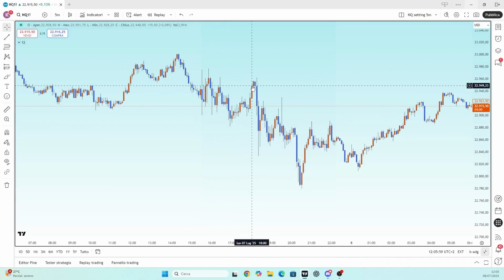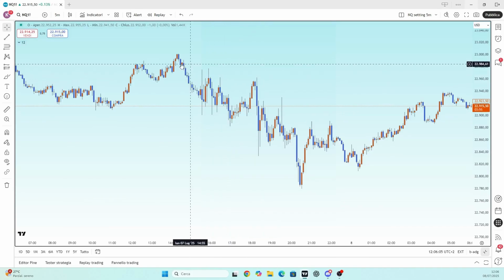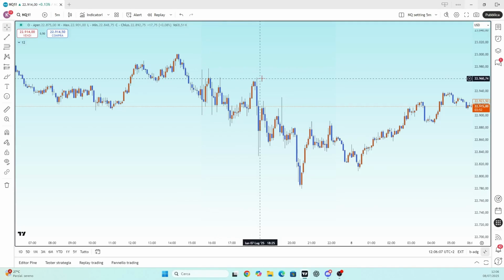Okay, the price went down and made another attempt to go up. Here it was completely rejected. You see how the highs held, they weren't broken, and the price went down. Another bounce. In this phase, the previous high wasn't breached.